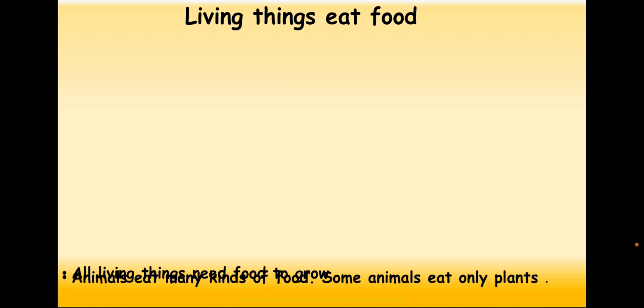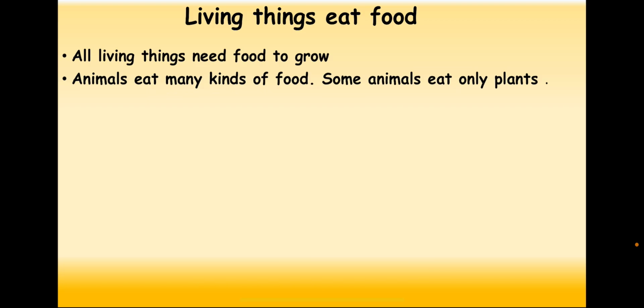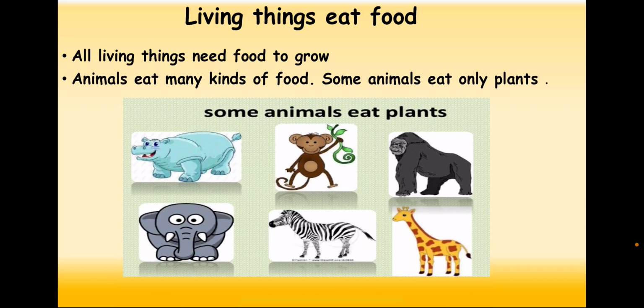Living things eat food. This is the second characteristic of living things. All living things need food to grow. Animals eat many kinds of food. Some animals eat only plants. All living things like human beings, animals and plants need food to grow. They need energy. Have you seen a gorilla, monkey, giraffe, zebra, or elephant? They only eat plants. They don't eat meat.